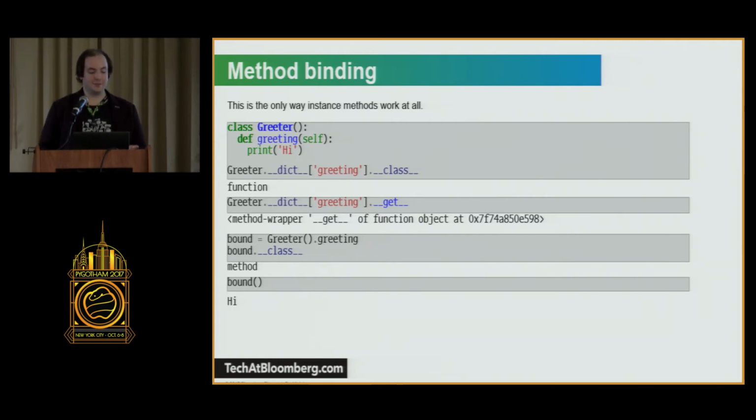When we instantiate greeter, access greeting, and get back our bound method and check the class of that, it has changed. And it has changed because it accessed that object in the class dict and it got a method object back. And the difference here is that the method object is bound to that instance, so we can then call it.